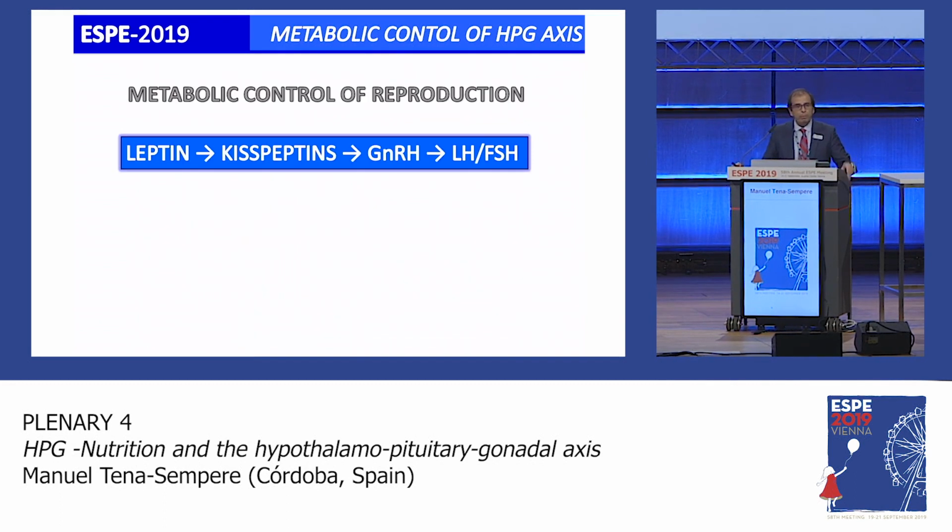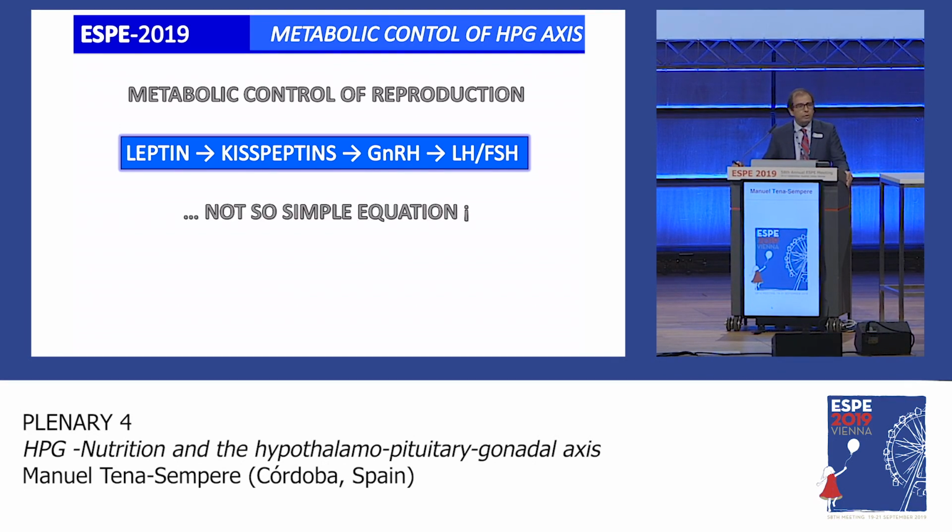So if we sum up what I have told you so far, we can come to this sort of equation in which we believe that metabolic signals, including leptin, operate by modulating kisspeptin activity that in turn controls GnRH neurons, and this leads to modulation of the gonadotropic output, and this is critical for pubertal onset.